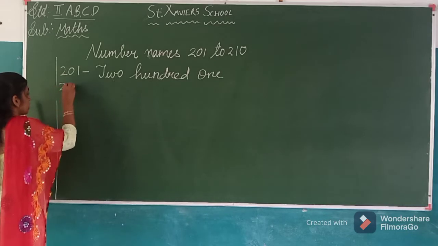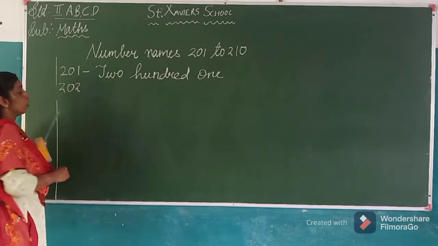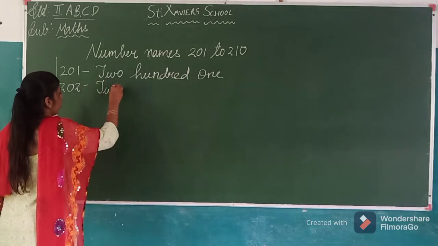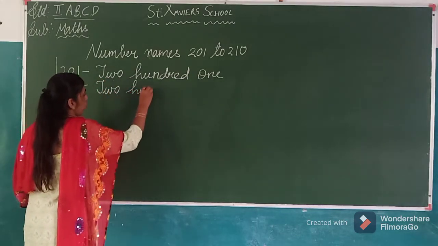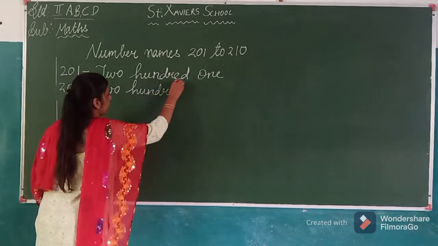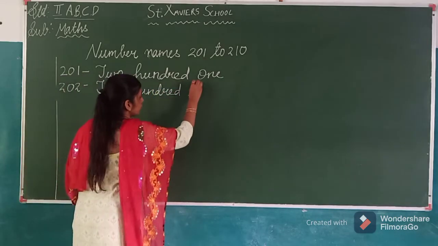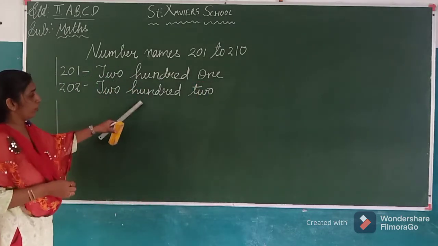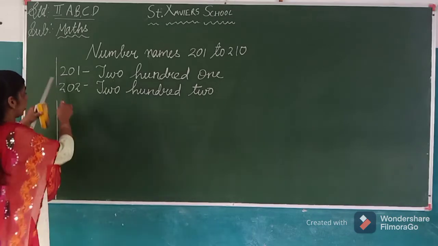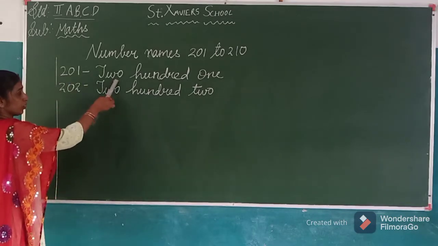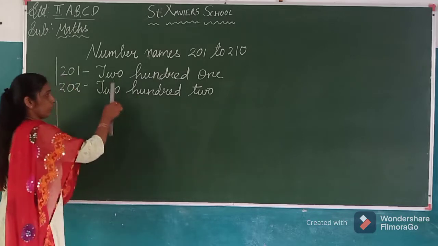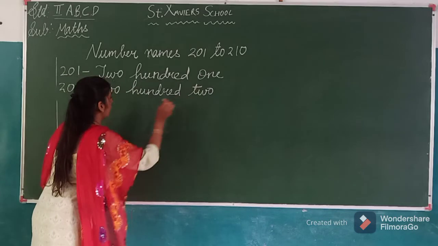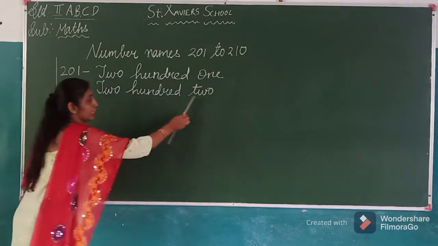Now, moving towards the next number. What will it be? 202. T-W-O, 2. H-U-N-D-R-E-D, 100. T-W-O, 2. 202. देखो बेटा, 2 की जगह पे तो 2 ही आ रहा है. 100 की जगह पे भी 100 आ रहा है. ये तो सबको common thing पता ही है. In the place of 1, O-N-E, in the place of 2, T-W-O, 2.